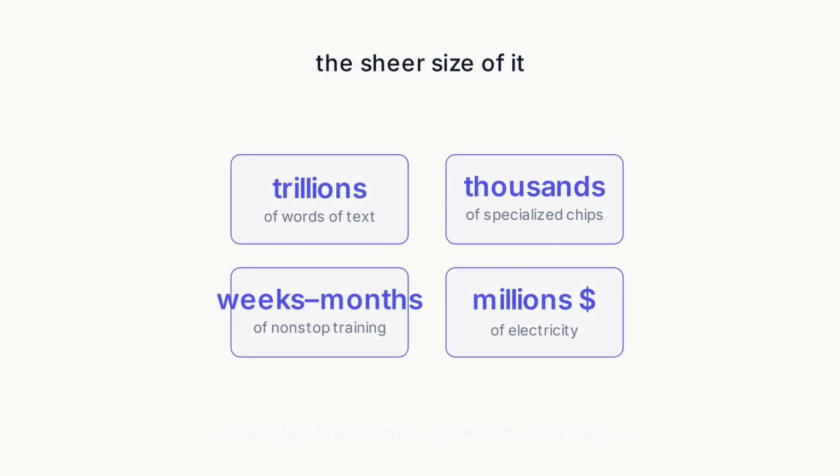The training text can run into the trillions of words, a large fraction of the public internet, plus books, code, and reference works, and the computing power is staggering. Thousands of specialized chips running together for weeks or months, consuming millions of dollars of electricity. All of that effort poured into playing one game, guess the next word, until the parameters finally settle into something that behaves as if it understands language.